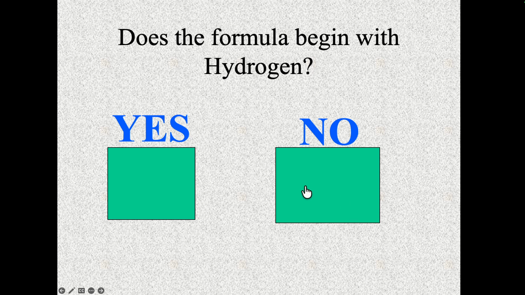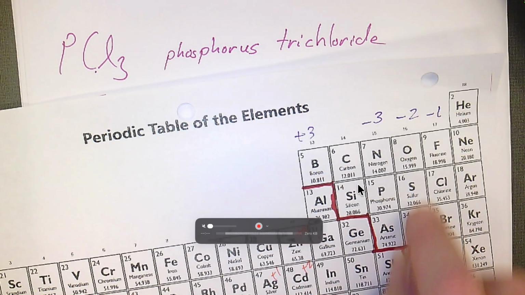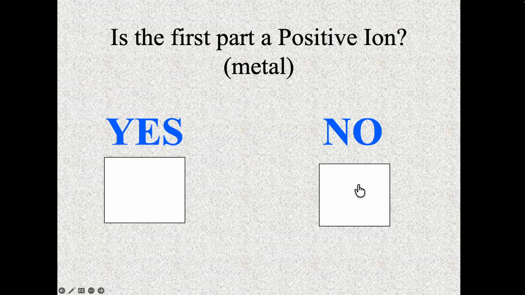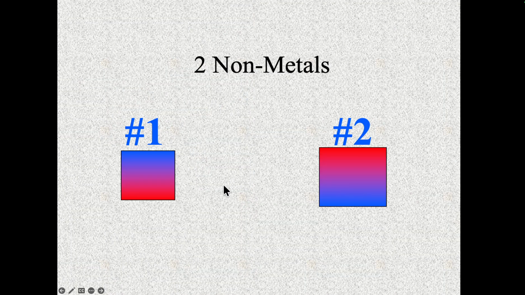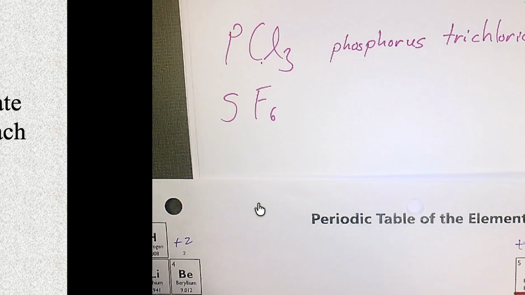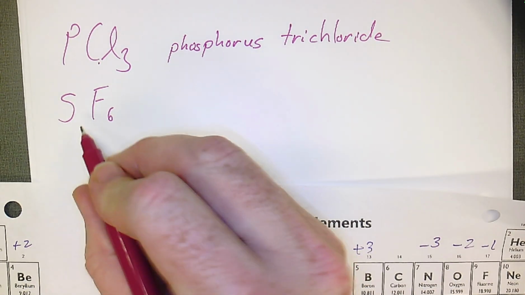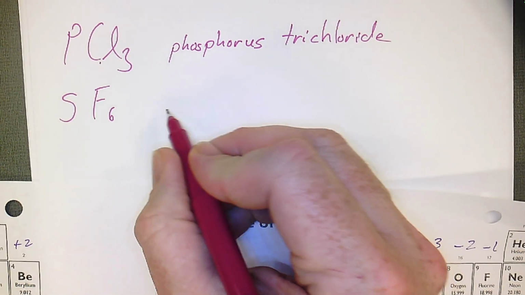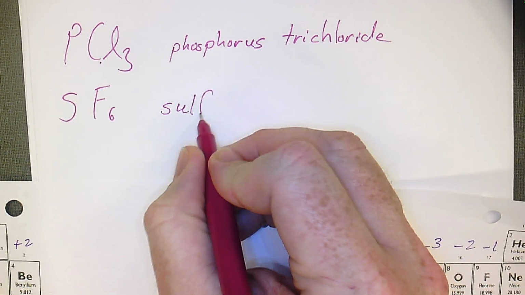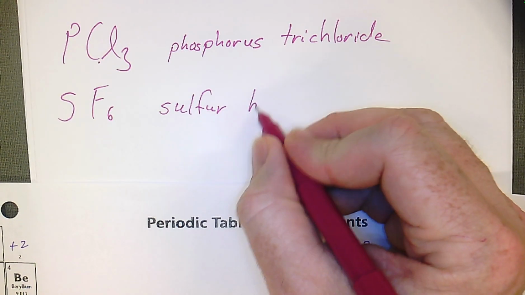SF6, does it start with hydrogen? Nope. Is it a positive? Nope. If we look at sulfur, sulfur is actually in the next column over, it's -2. So no. So we go down here, we're going to use method 1. We're going to identify the prefixes. What's the prefix for 1? Mono. What's the prefix for 6? Hexa. So, do we write mono on the first one? Nope. So we'll just go sulfur. And then hexafluoride.